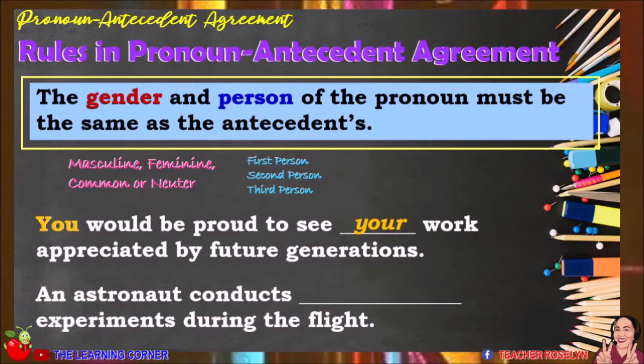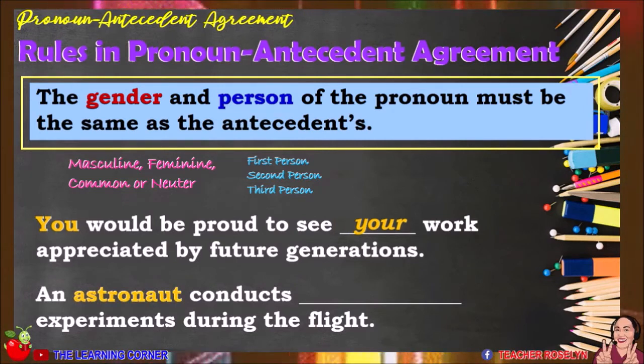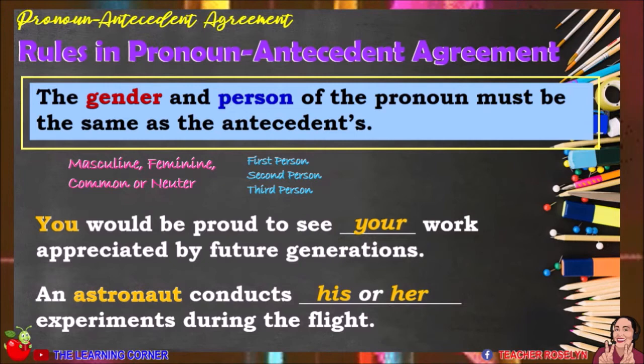Another example. In this sentence, the subject is the word astronaut, which is a common gender. That's why we will use the pronoun his or her. An astronaut conducts his or her experiments during the flight.